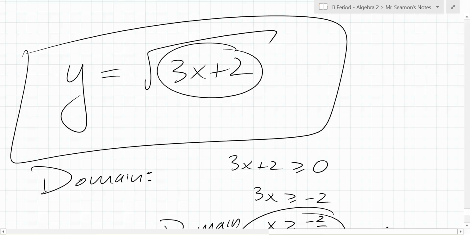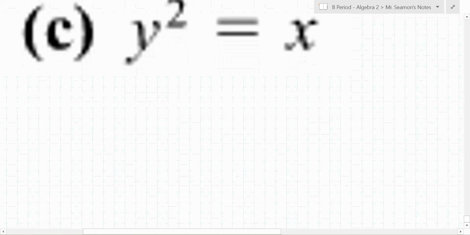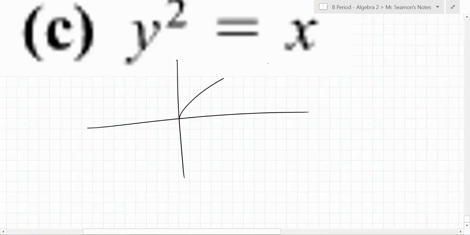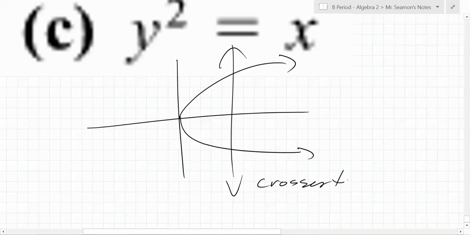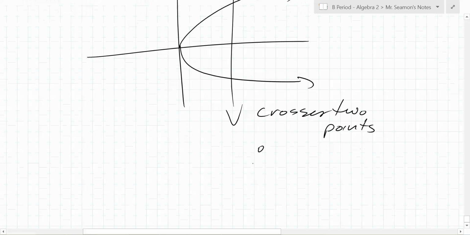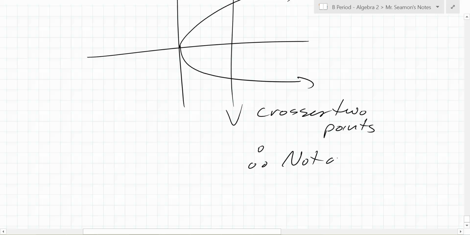We don't. Okay. If I were to give you a picture of this, this is what it looks like. Is this a function? No. Why not? Because it doesn't pass the vertical line test. Exactly. You could just say, oh, here's a vertical line, it crosses 2 points. Therefore, not a function. Exactly.